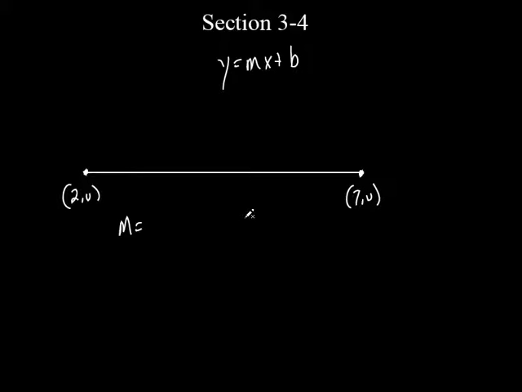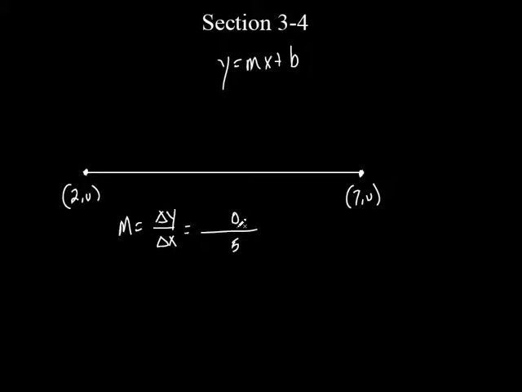And we want to find the slope of this. So what is the slope? It's the change in Y over the change in X. And what does that mean you do? You subtract the Y's and then you subtract the X's. Agreed? So what are my Y values here? It's a horizontal line, so this is 2, 0 and this is 7, 0. So 0 minus 0 is 0, and then 7 minus 2 is 5.